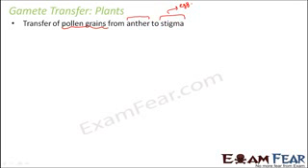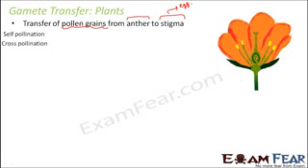Now anther and stigma may be present in the same flower. Anther and stigma may be present in different flowers. So how will that transfer take place? This process of transfer of pollen grains from anther to stigma is known as pollination. And there are two types of pollination. One is self-pollination and the other is cross-pollination.